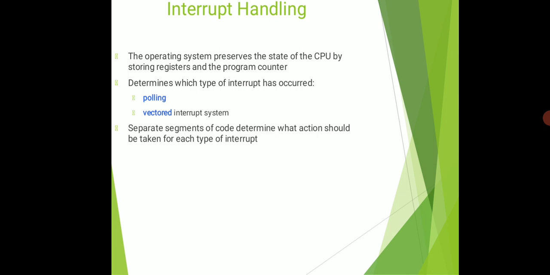So polling, and the second one is what? Vector. Each and every interrupt handling technique has different things. You have to follow those procedures and you have to handle the interrupt. Separate segments of code determine what action should be taken for each type of interrupt, right?